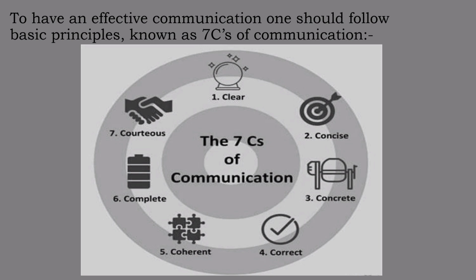Avoid errors and inconsistencies. And the fifth one is coherence. When something has coherence, all of its parts fit together well. It means one part relates to another. And the sixth one, completeness. Ensure your message includes all necessary information, avoiding confusion or misinterpretation.